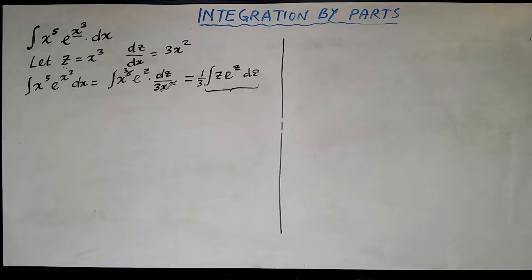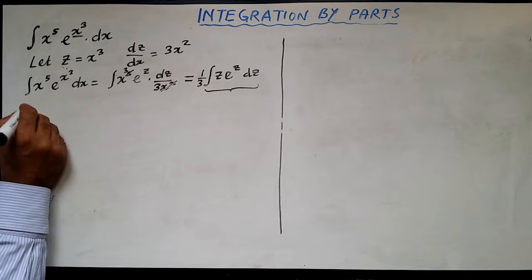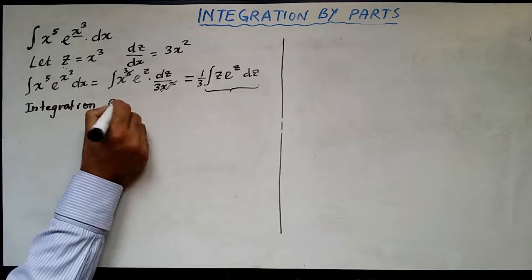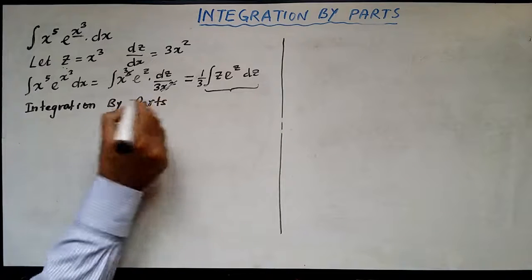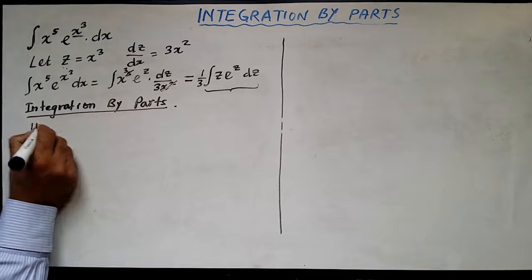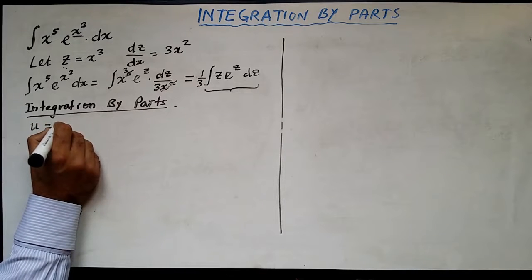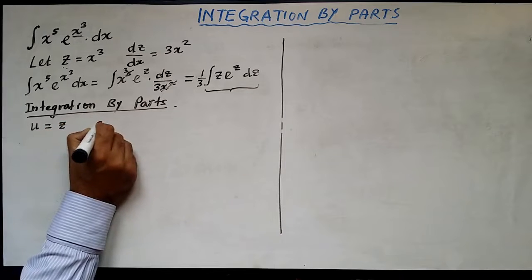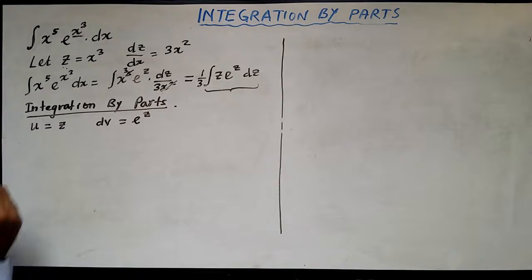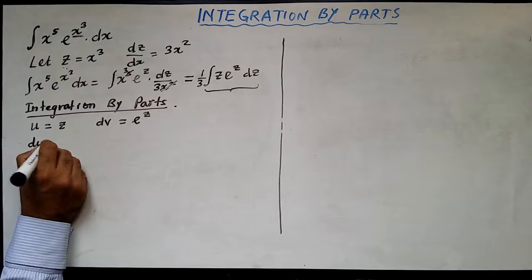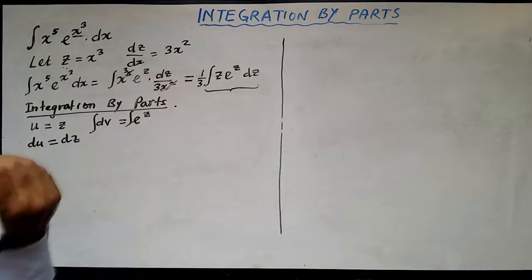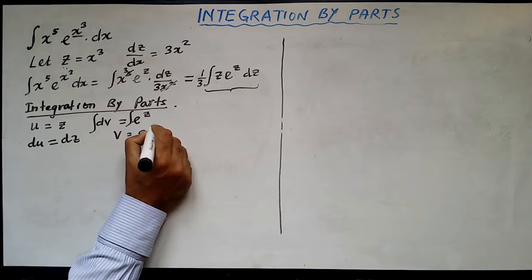Let's see how to do it. Okay, so this one will be integrated by parts. Now we'll apply integration by parts. Let's put u is equal to z and dv equal to e to the power z dz. Okay, now if you differentiate this expression, du by dz is 1, so du will be equal to dz, and if you integrate this expression, we get v is equal to e to the power z.